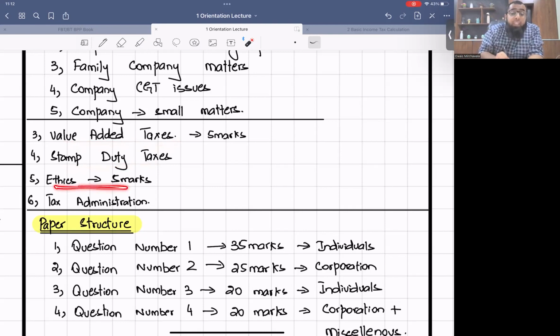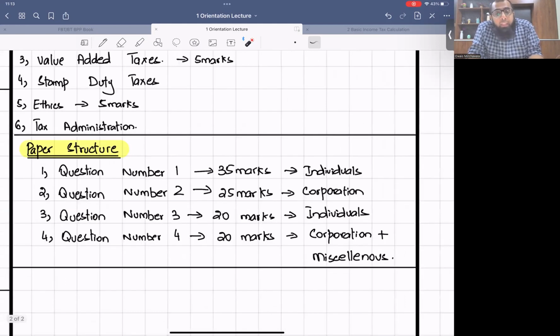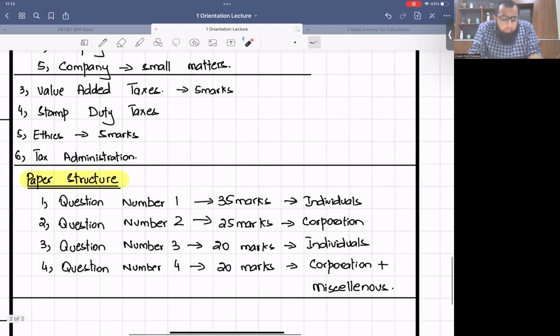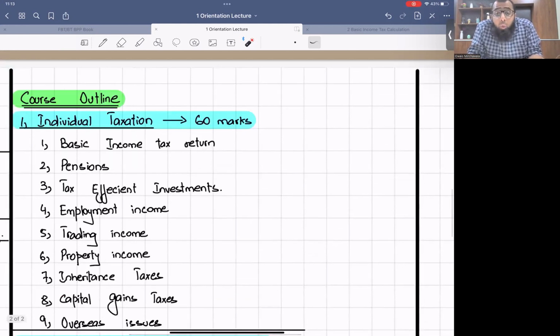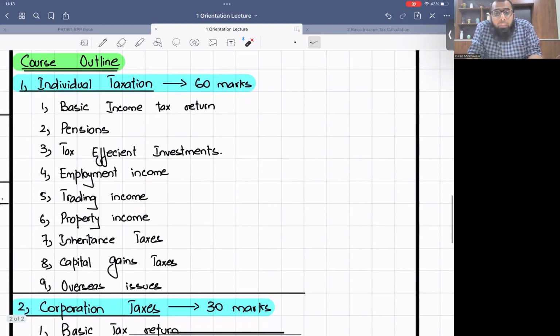Then we'll be having a discussion on ethics: when we are accepting a client, what we need to consider, and if any client is doing tax avoidance, what we should be doing. Ethical matters. And then tax administration, like when we have to pay the tax. So this is a brief course outline. Obviously, I haven't gone into detail because, as stated, today is just an orientation and the purpose was to list down the topics.